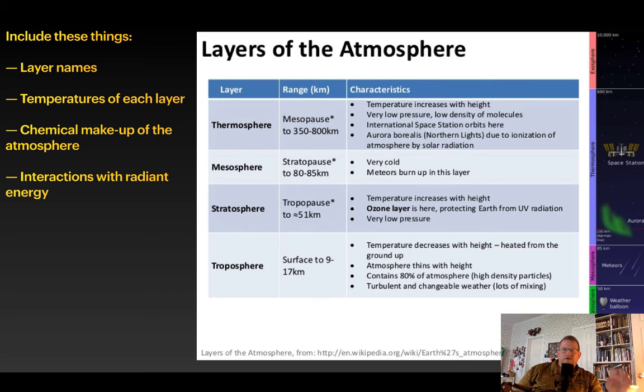In the stratosphere, temperature goes up, the ozone layer is here, and the pressure is very low. The mesosphere is very cold, and meteors burn up there. And then in the thermosphere, temperature goes up as you go up. It has low pressure because there are very few molecules of air. This is where the International Space Station is located. And it's also where the aurora borealis, or the northern lights, are located.